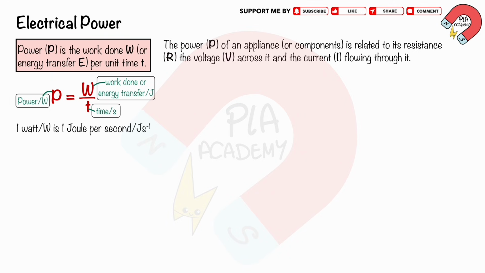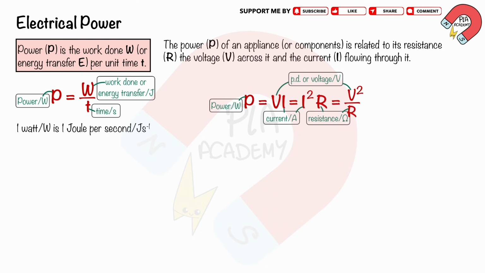The electrical power, P, of an appliance or component is related to its resistance, R, the voltage, V, across it, and the current, I, flowing through it. We can write the equation as P equals VI, or equal I squared R, or equal V squared over R, where V is voltage in volt, I is the current in ampere, and R is the resistance in ohm.